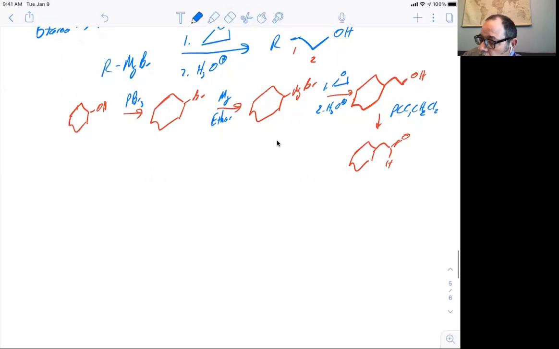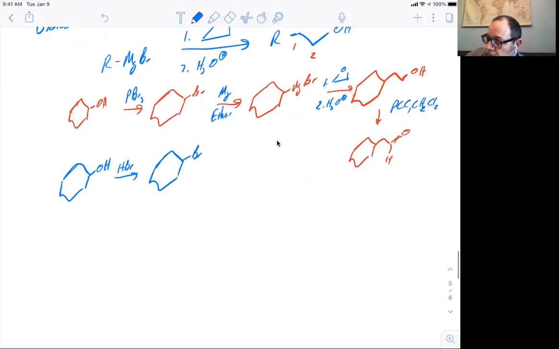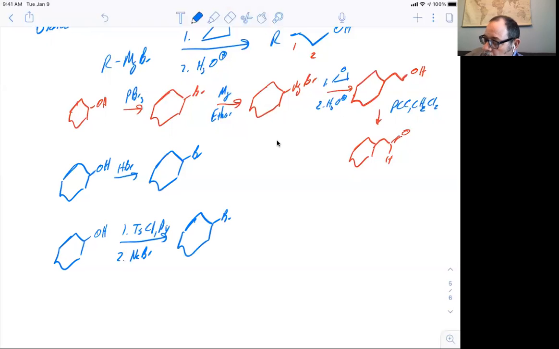Since we need to be thinking about the final exam, let's go ahead and show the other way to do this one. The HBr could work, that would be fine. The other way to do it would be to make the tosylate, and then add a good leaving group. So we've got several ways to do that. Of the reactions that we use commonly, we only know the PCC for the last step.